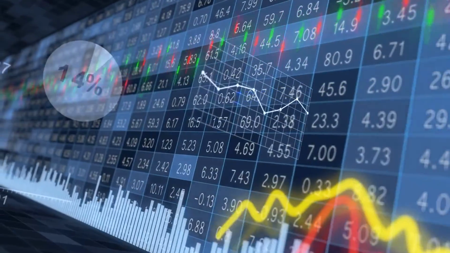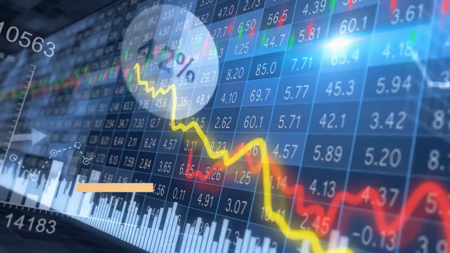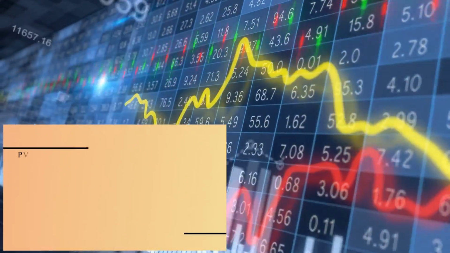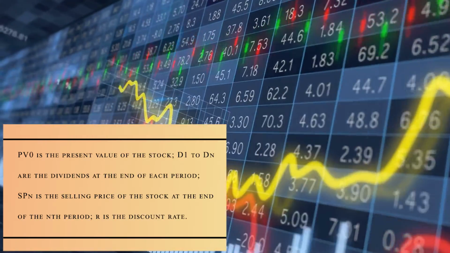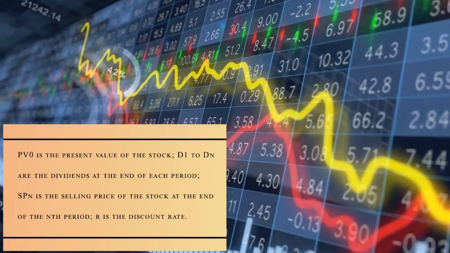To calculate the multi-period dividend model, use this formula. PV0 is the present value of the stock. D1 to Dn are the dividends at the end of each year period. SPn is the selling price of the stock at the end of the nth period. R is the discount rate.